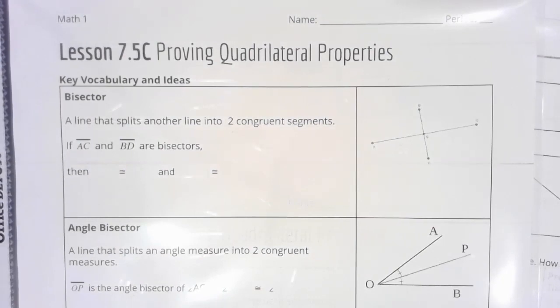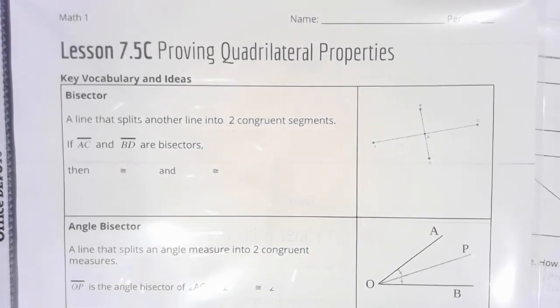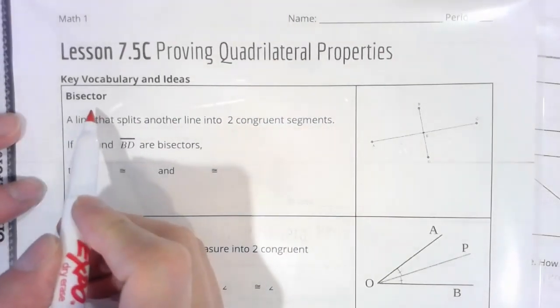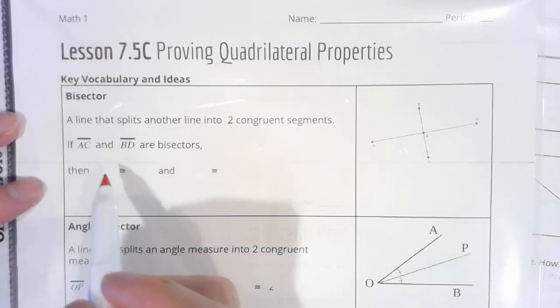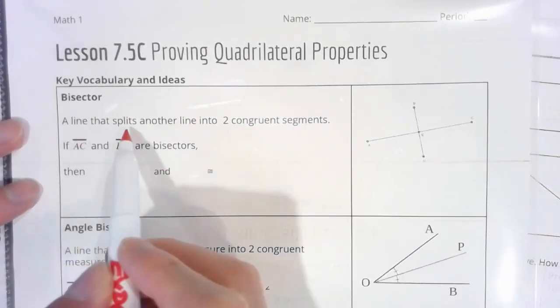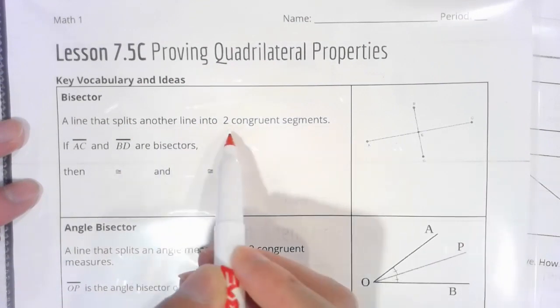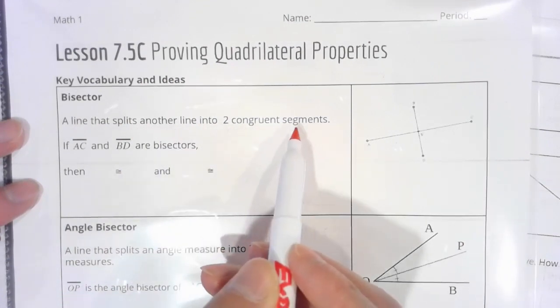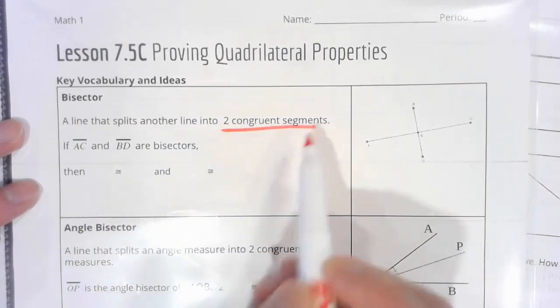First, let's review some key vocabulary that we're going to be using for today's lesson. The first is a bisector. We're talking about line bisectors. It's a line that splits another line into two congruent segments. Or you can think of this as being two equal halves.